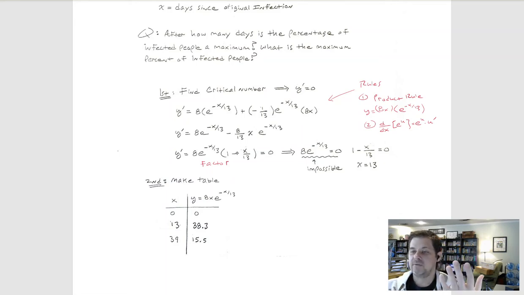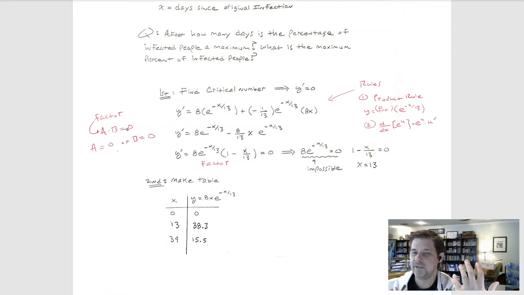Okay, now when we're trying to solve something for 0 and we factor it, the principle works like this. If I factor something, then it is in the form of one thing times another. So I might say a times b equals 0. So 8 times e to the negative x over 13 times 1 minus x over 13. Multiply two things, get 0. The principle used to solve such an equation, if you've got two things multiplying and giving you 0, is that one of those things has to be 0. That's just the way it is.